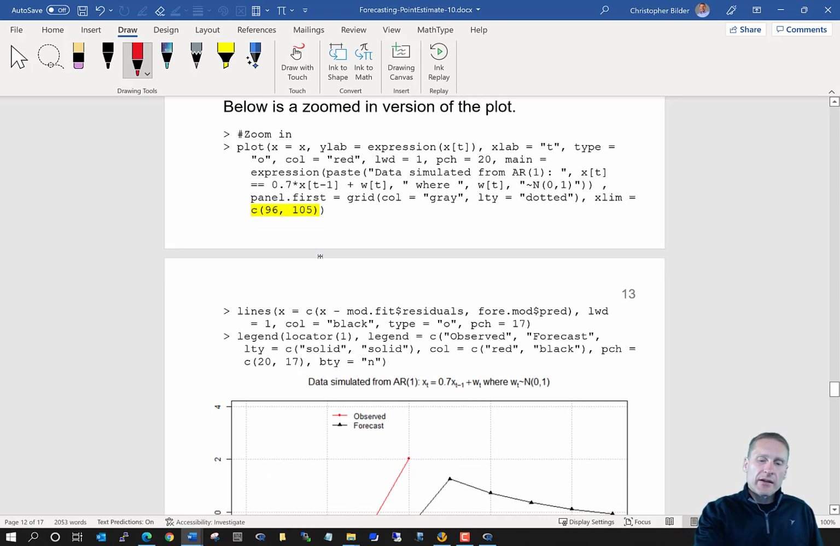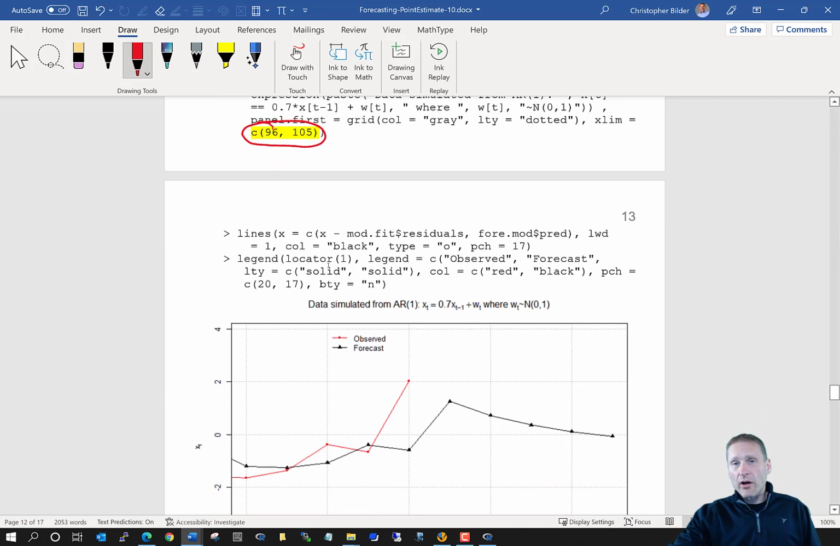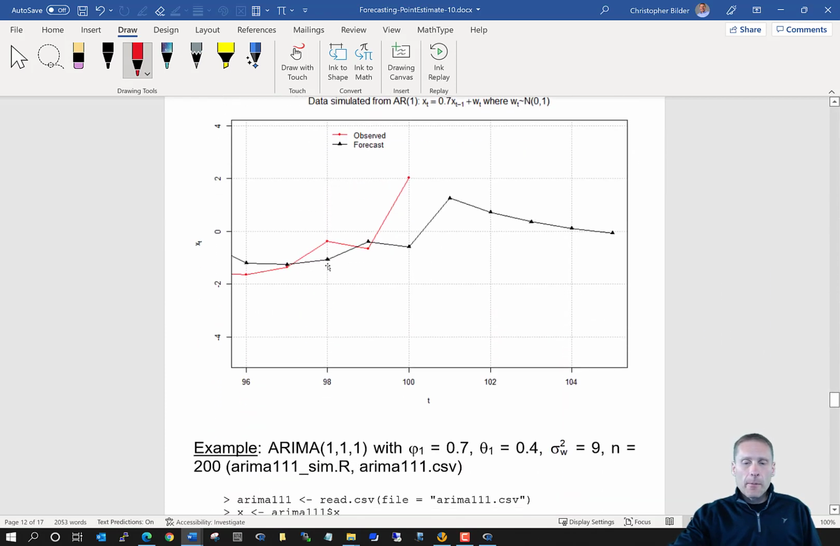To zoom in on this plot, I'm going to fix my x-axis to be between 96 and 105. Again, we've observed 100 different time points. And so now we can see, maybe a little bit better, how the observed and the forecasts are working together. There's the plot. Again, we see these forecasts are going down to what that constant value would be.